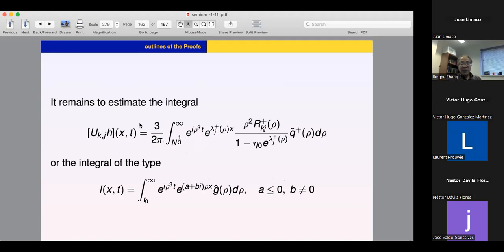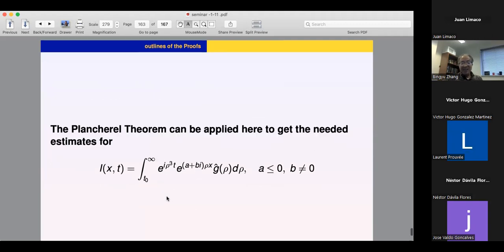It remains to estimate the integral like this. You can see this one is basically an integral of this type, with e^{iρ³t}, and you can make a transformation to e^{iηt}. Then this becomes a Fourier transform of this part with respect to t. In that case, you can apply the Plancherel theorem to get the needed estimates.